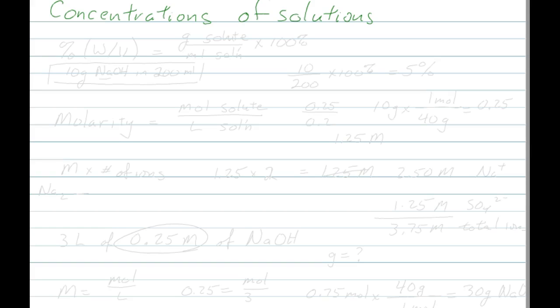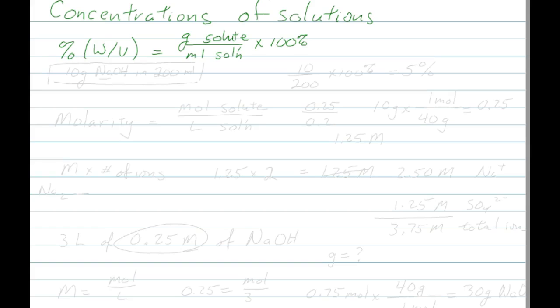One is by percent. And percent is either by weight or by volume. It's the usual percent calculation. What we're going to do in this course is percent weight per volume. That's the grams of the solute divided by the milliliters of the solution, times 100%.